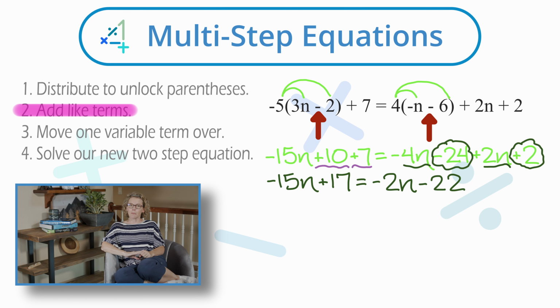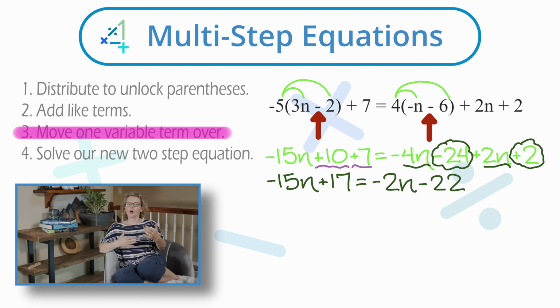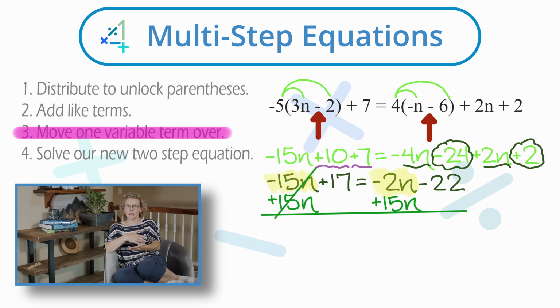Next, we move to step 3, where we move one variable over to the other side by adding or subtracting. I get to choose between moving this -15n or the -2n. Both of these are legal to move, but I believe moving the -15n over is slightly easier because then I will add 15n to both sides, creating a positive number on the right. 17 equals 13n minus 22. We're at a two-step equation. I hope you're as relieved as I am to see that.